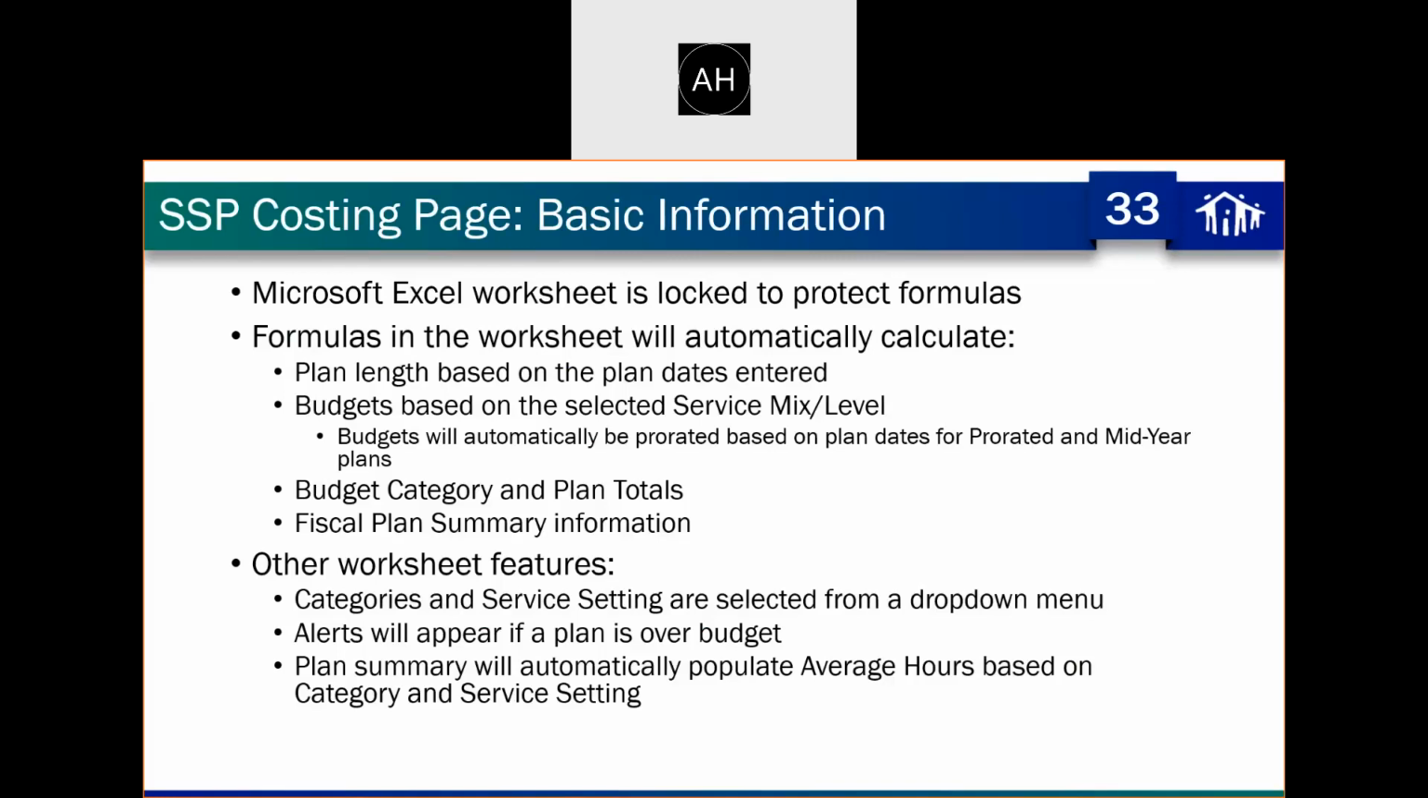And then there are some other worksheet features that the costing page will have. There will be drop-down menus for the different categories and service settings. Again, that will be just a drop-down menu. There will be alerts that appear if a plan is over budget. And the plan summary will automatically populate the average hours based on category and based on service setting.